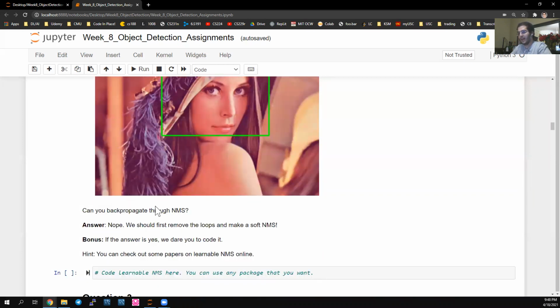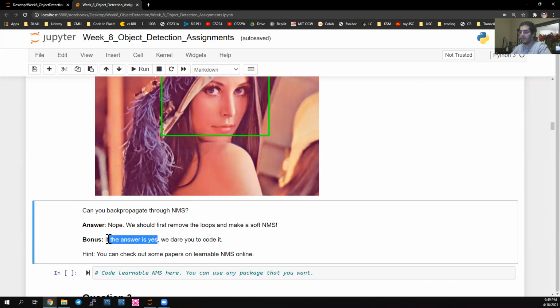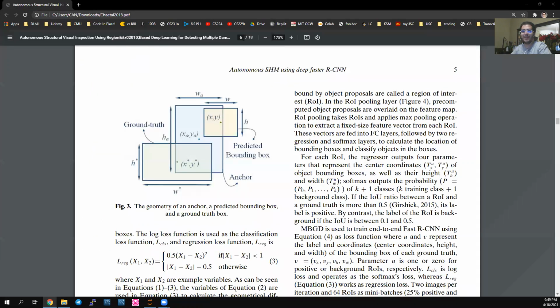There's another question: can you backpropagate through NMS? The answer to that is yes, but I couldn't find a way to code this. I think at my level, this problem far exceeds my level. So I'm moving on.